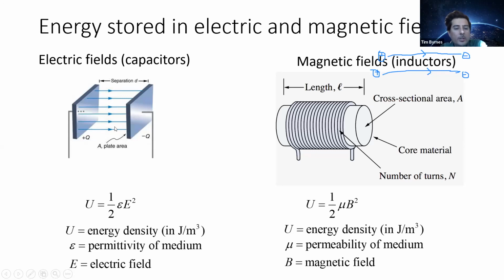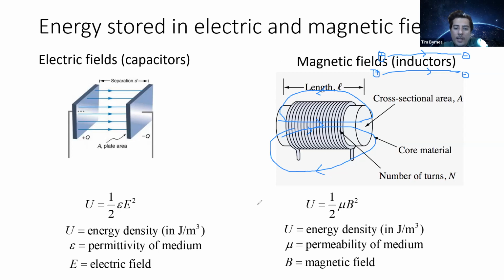The capacitor stores energy in an electric field. Meanwhile, the inductor stores energy in its magnetic field, and the magnetic field is threading the middle of this coil here. So the magnetic field looks something like this. The field lines go through the middle of the inductor and then out around the outside.